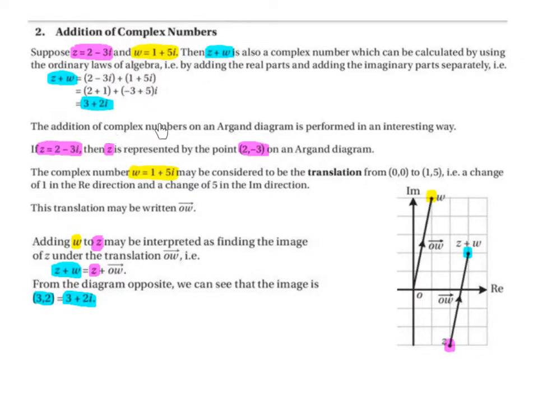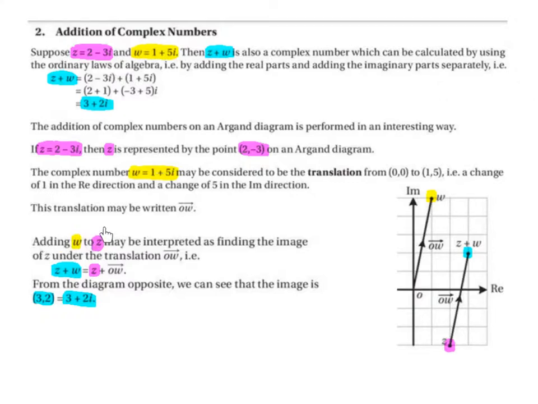The addition of complex numbers on the Argand diagram is performed in an interesting way. If z equals 2 minus 3i, then z is represented by the point (2, minus 3) on the Argand diagram. So there's the point z. The complex number w equals 1 plus 5i may be considered to be the translation from (0, 0) to (1, 5), i.e. a change of 1 in the real direction and a change of 5 in the imaginary direction. This translation may be written as OW with an arrow over it. Another word for this is a vector.